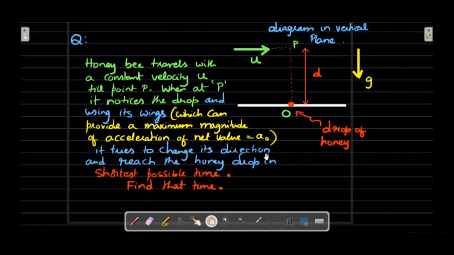Okay, I'll just give you half a minute to think over this. In that value of a naught, this g is included. So maybe for this particular problem, you don't require this g because g's contribution is included in this a naught. He said net value, so don't worry about g in this problem.